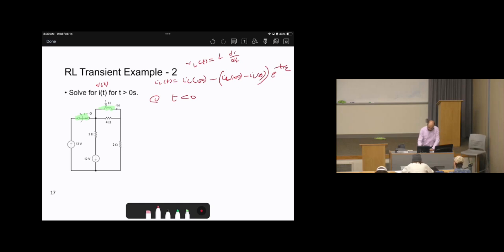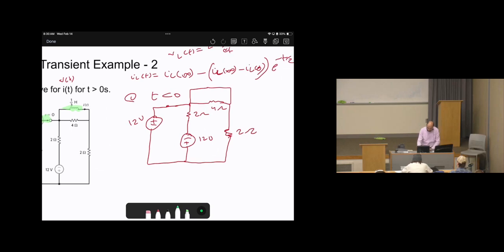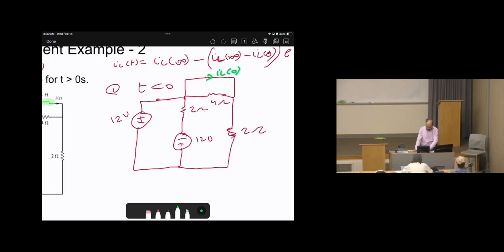When t less than 0, let's plot or redraw the circuit, 12 volts. The initial switch status is closed. Here are 2 ohms, minus plus 12 volts. So here is 4 ohms. The inductor is short circuit. 2 ohms. Okay? And our target is to calculate the current of the inductor here, IL of 0. So this is the circuit that we need to do some calculations.